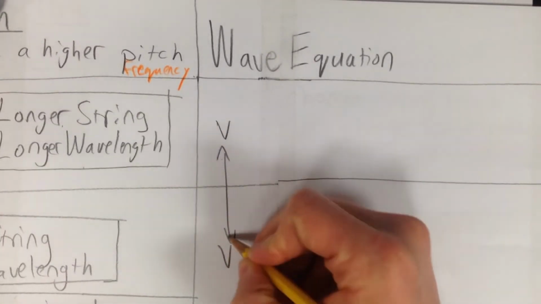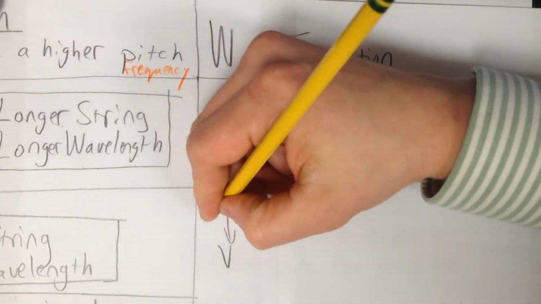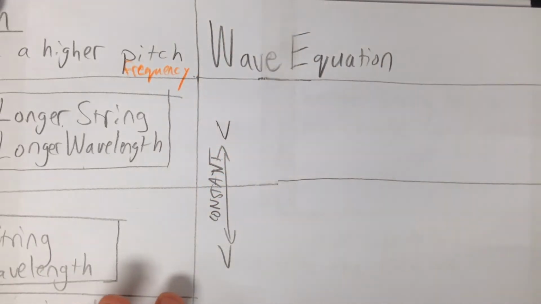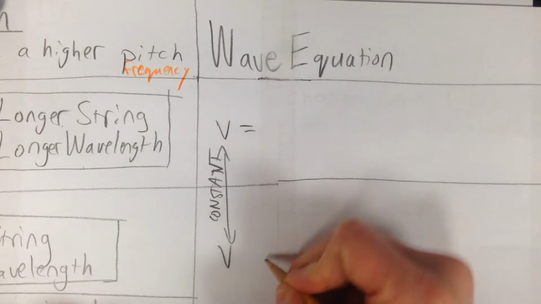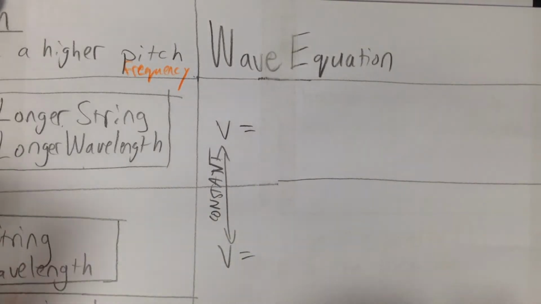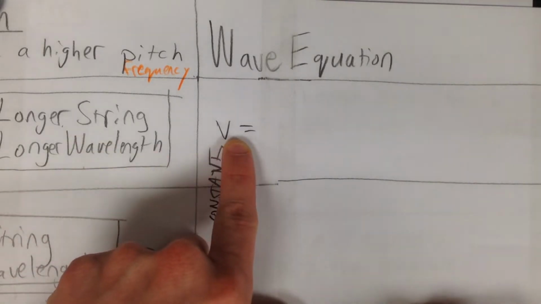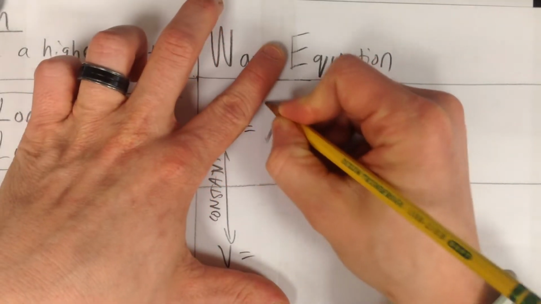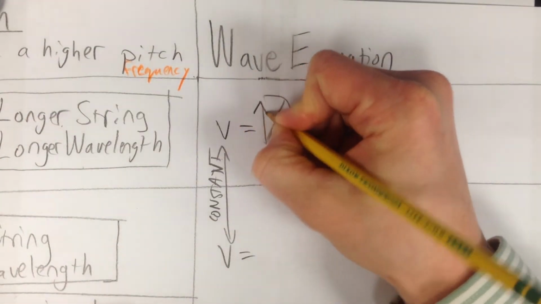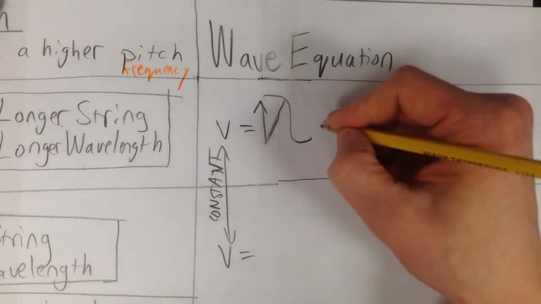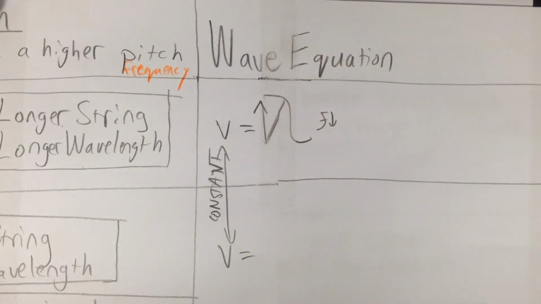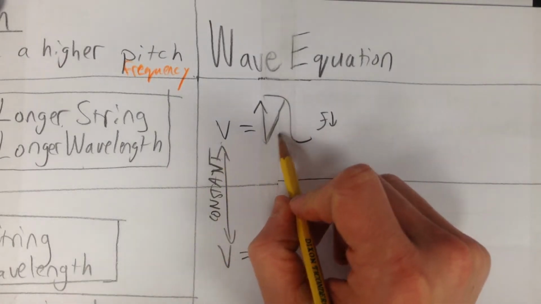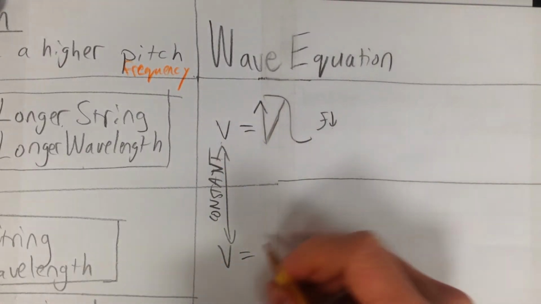So wave speed here is constant. Make this little section for the wave equation. But inside the wave equation, when you have that longer string, what you have is that bigger wavelength. I'm going to say that goes up when you have a longer string, and therefore your frequency or your pitch goes down. The velocity holds constant, longer waves, lower frequency.